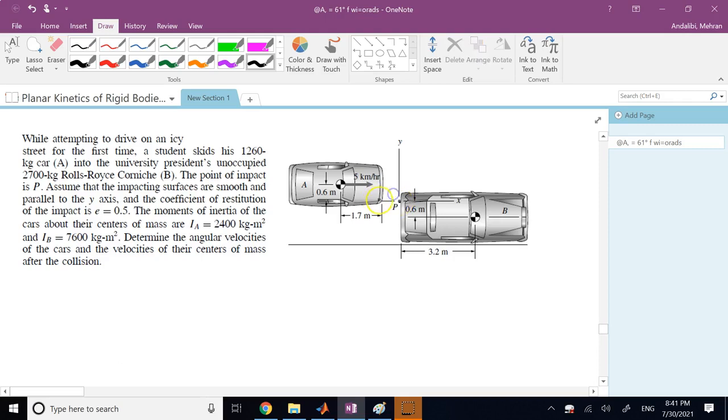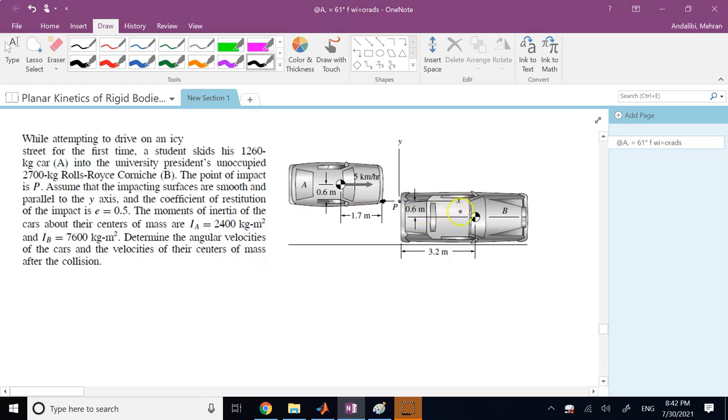So here point P and the corresponding point P here, that is going to be the point of contact where the collision happens. And the coordinate of this point, or the offset of this point from the centroid of both objects, are given, as you can see using these four numbers.